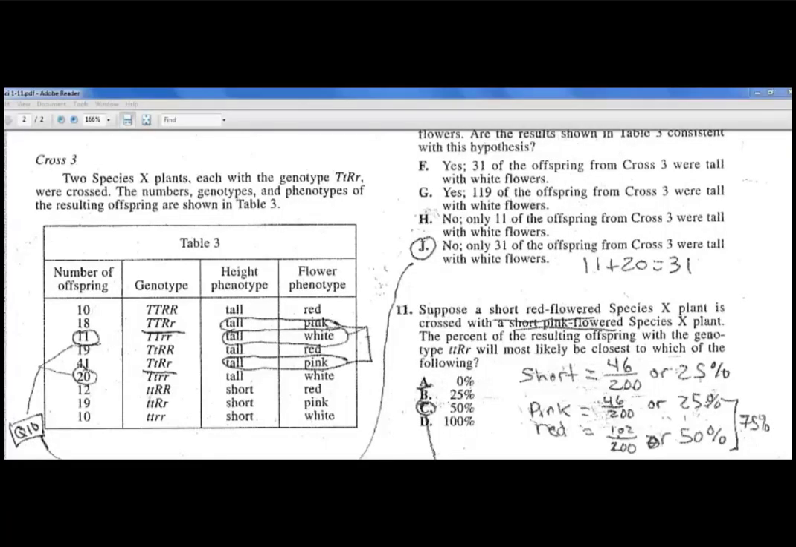Test 68C, Science, Practice Problem number 11. Number 11, bear with me kids, this is a tough problem. We are going to make this extremely easy. Here's what 11 says. Suppose a short red-flowered species X plant is crossed with a short pink-flowered species X plant. The percent of the resulting offspring with the genotype small t, large R, small r will most likely be closest to which of the following?